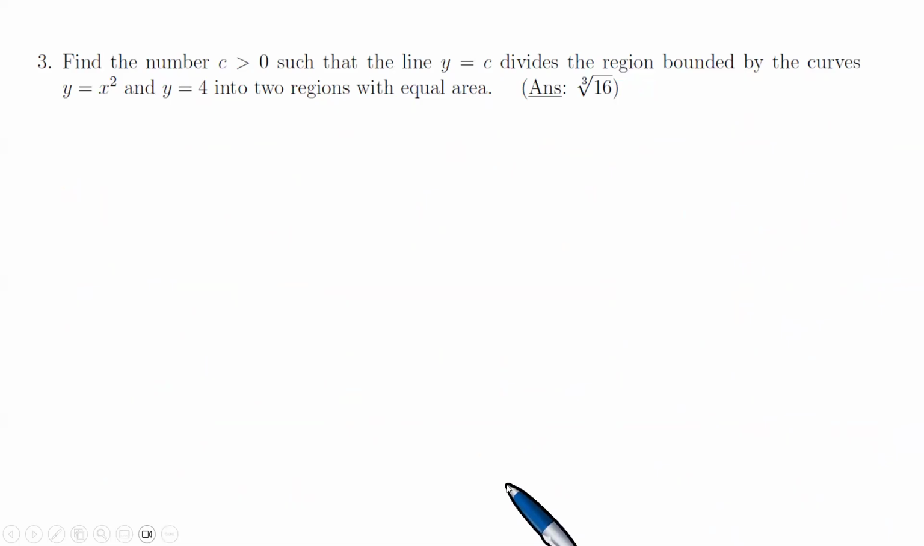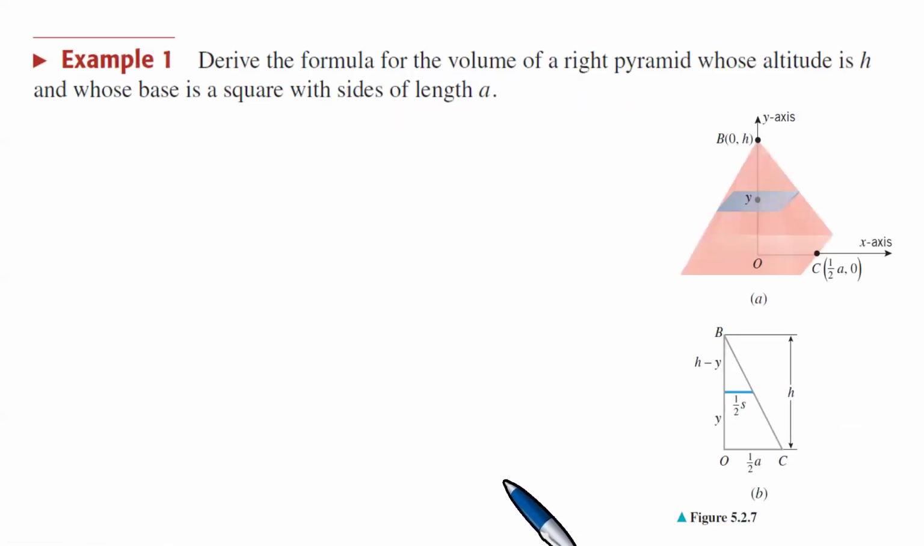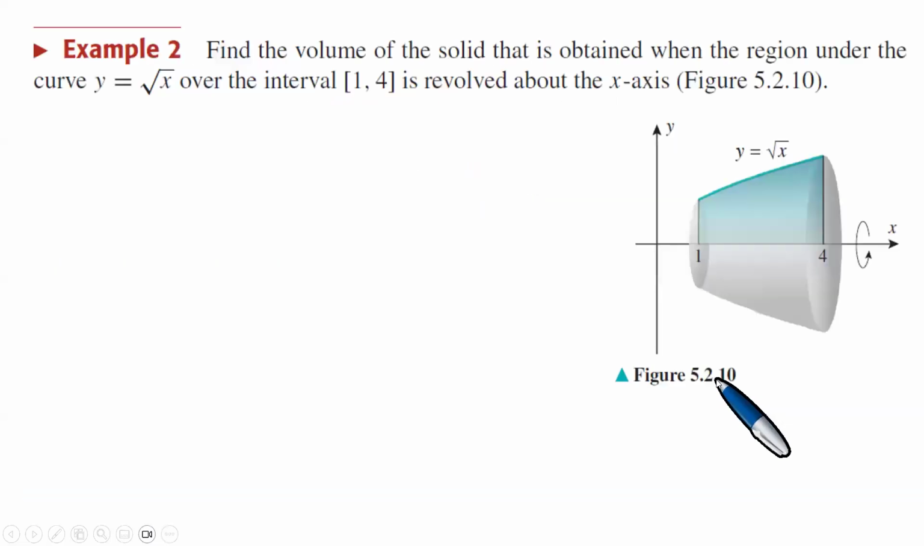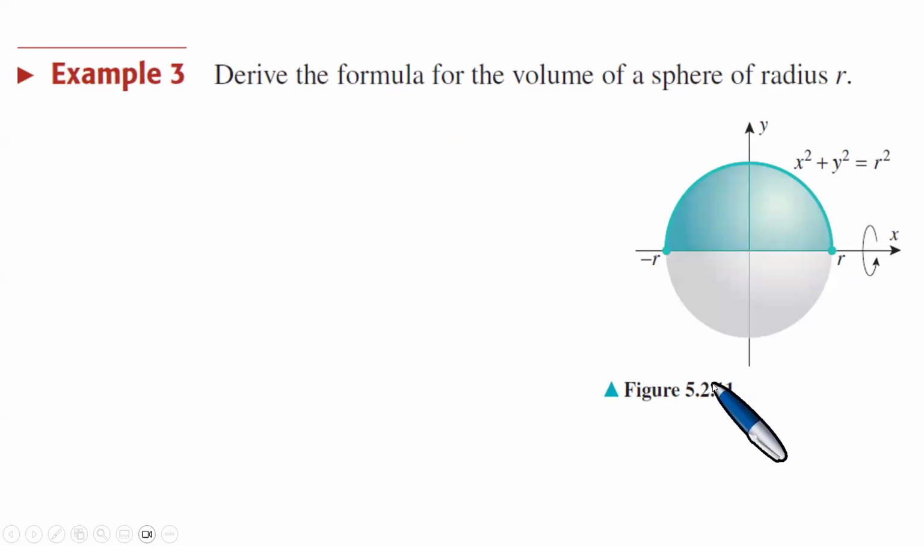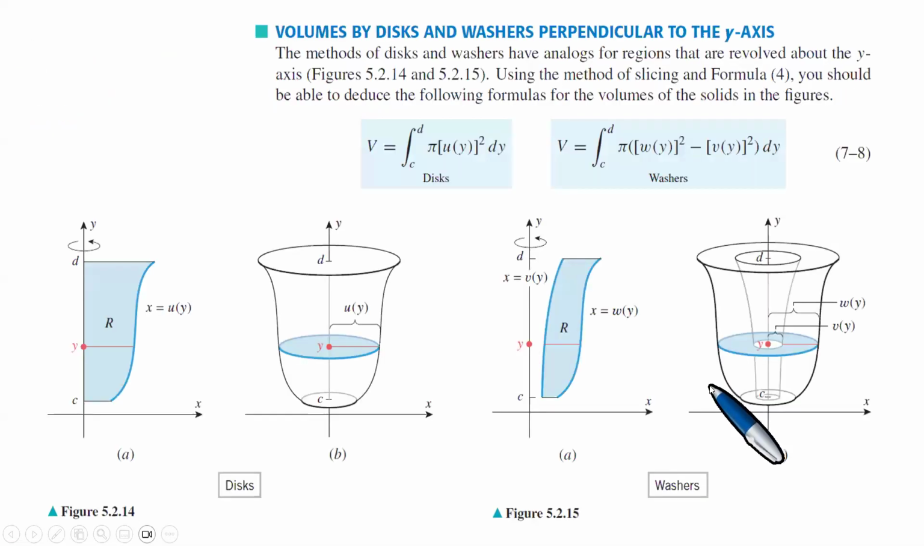Right. Obviously, you indicated that we as well need to do number 6. Okay, these are the areas, the volumes by disks perpendicular to the x-axis, the volumes of the solid. Please, you need to revise your hyperbolic functions, the derivative of the sine, cosine, but the hyperbolic functions as well.